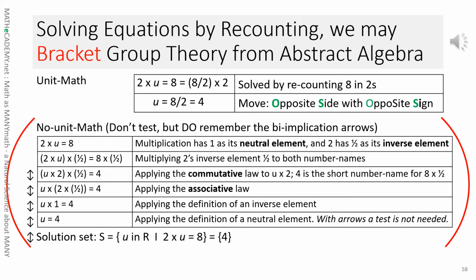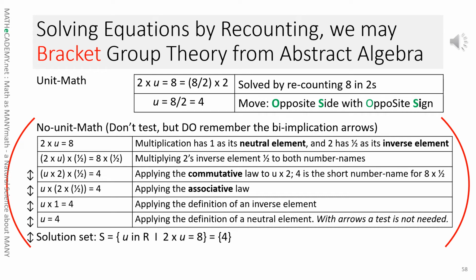Solving equations by recounting, we may bracket group theory from abstract algebra. Outside the no-unit math paradigm, we solve the equation 2 times u is 8 by recounting 8 in 2s. 8 is 8 over 2 times 2, so u is 8 over 2. Found by moving to opposite side, with opposite calculation sign. Finally, we test to see if 4 is the number that multiplied with 2 gives 8.